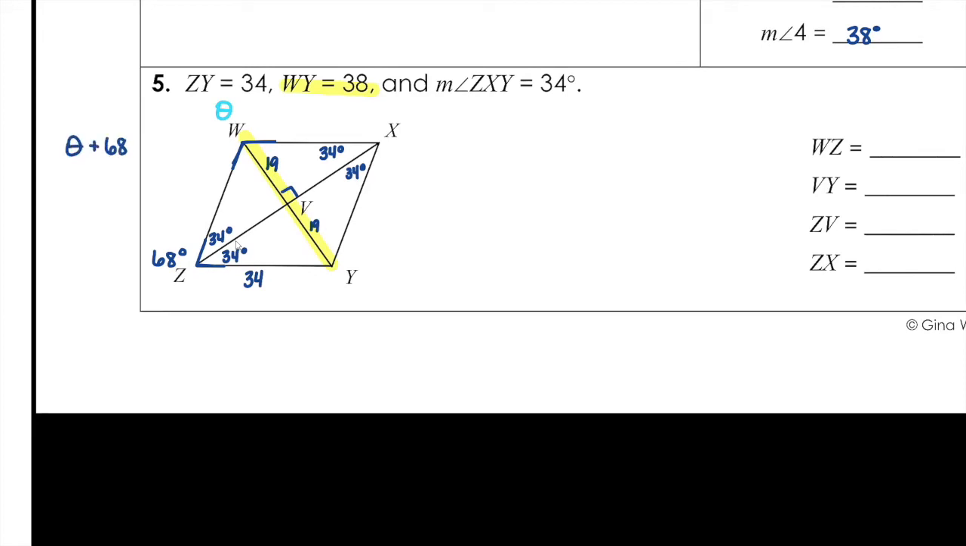So we subtract 68 from both sides. So theta measures out to be 112. And then what does the diagonal do to that angle? It bisects it. So if we divide 112 by 2, what do we get? 56. So all of our other angles are 56. Pretty cool, man.